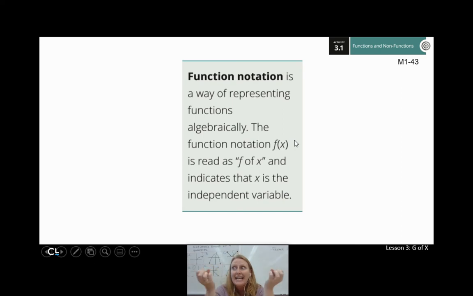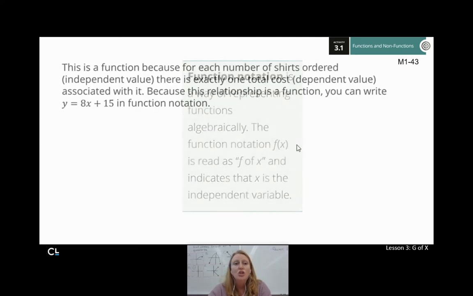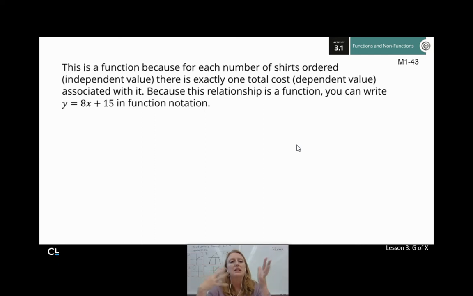It actually has the independent and the dependent variables right within it, all in the same notation. So when I say f of x, that just means x is my independent variable and that f depends on x. So this is a function because for each number of shirts ordered, the independent value, there's exactly one total cost or dependent value associated with it. So yeah, our t-shirts are our function, right? I plug in how many t-shirts I'm getting.